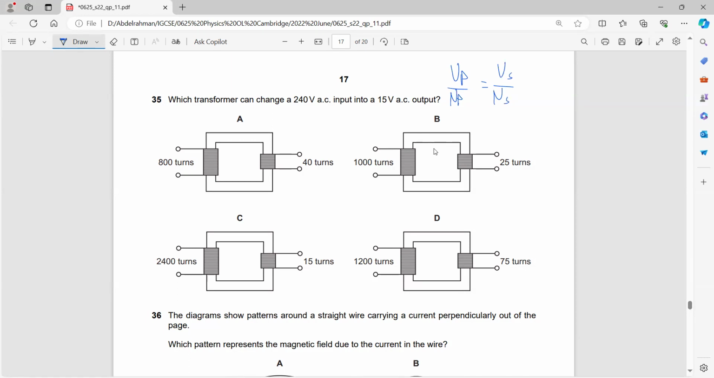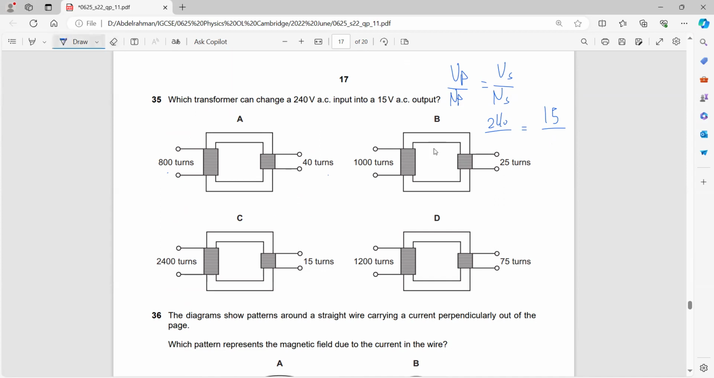Here I have Vp, which is 240, and I have Vs, which is 15. I need Np and Ns. I will just try it out. I can try, for example, 800. If they are the same number, then okay. 240 over 800, is it equal to 15 over 40? If you calculate it on the calculator, you'll find it's not equal. No. Okay, we'll try again.